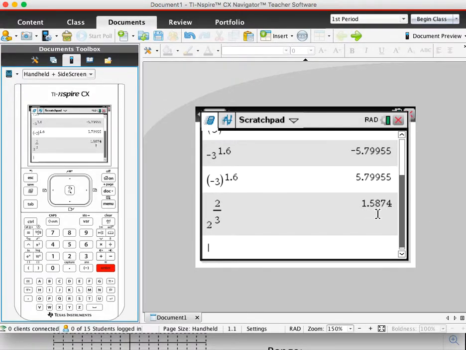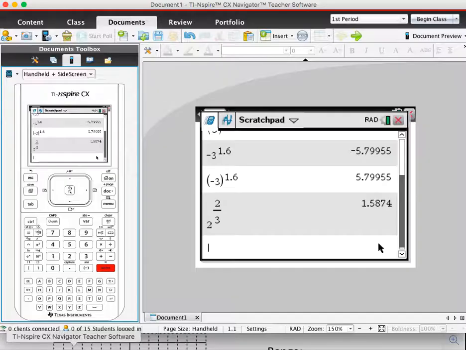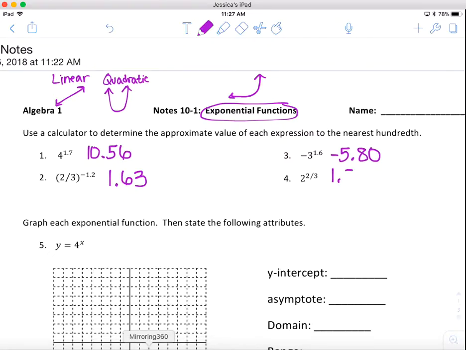The 7 is going to bump the 8 to a 9. So we're going to put 1.59. The main thing you need to remember when you plug these into your calculator is what part is the base, or the bigger number, and what part is the exponent. Make sure you're plugging it all into the right place.